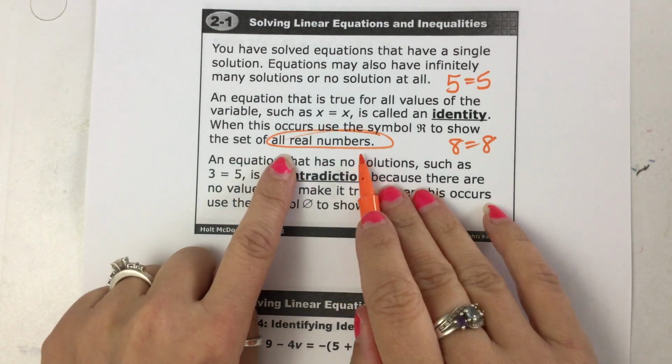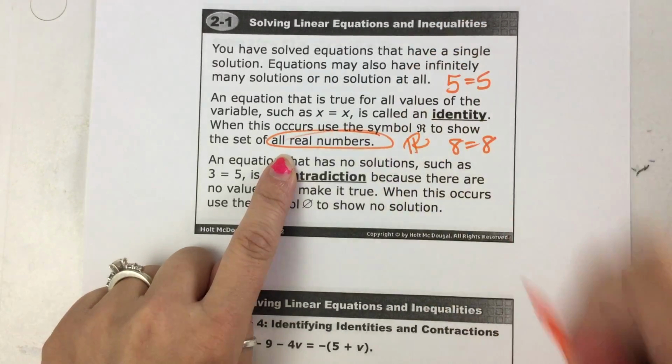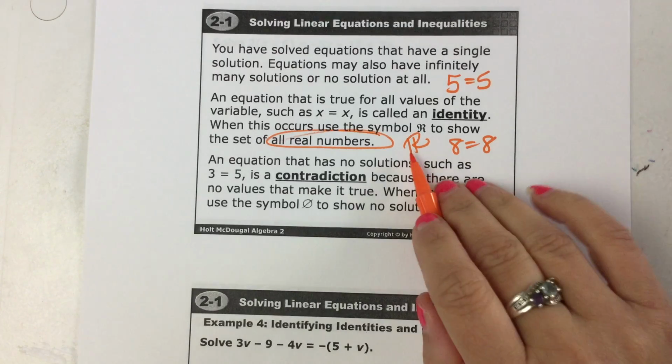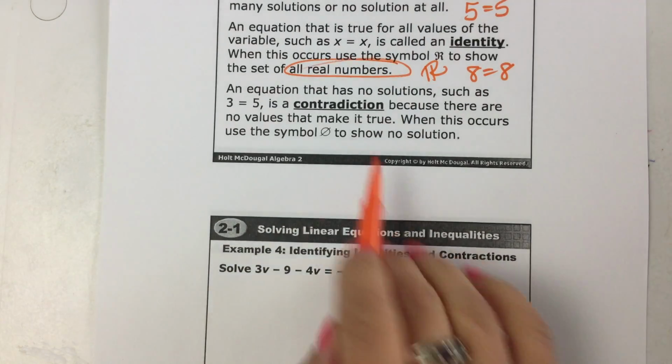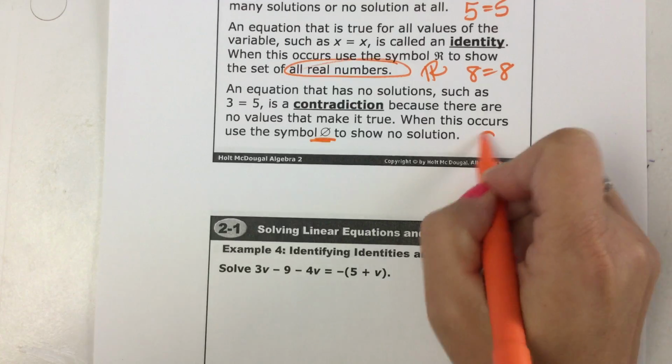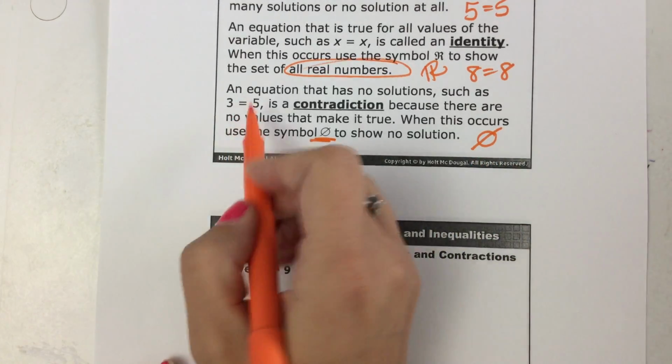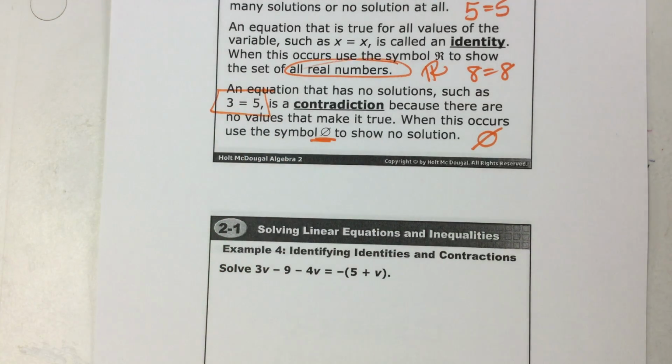So you can write all real numbers, or there's like a funky little symbol. It kind of looks almost like a pi symbol with an R. This means all real numbers. Okay, when you have that thing that's no solution, here's your no solution symbol. What happens is your variables cancel and you end up with what's called a contradiction.